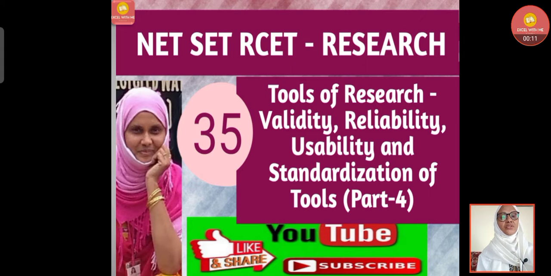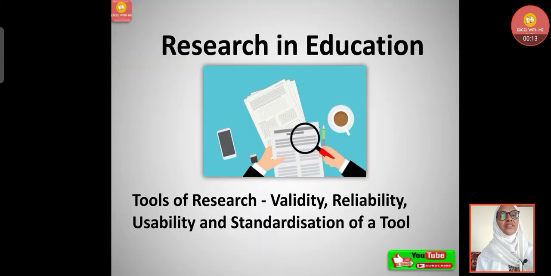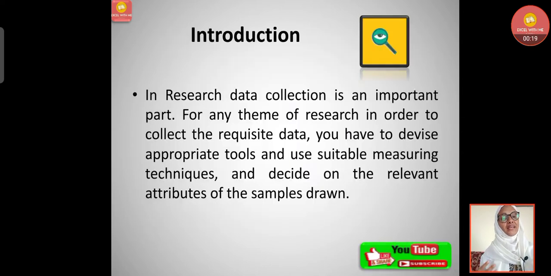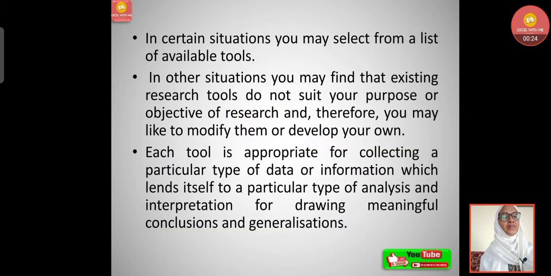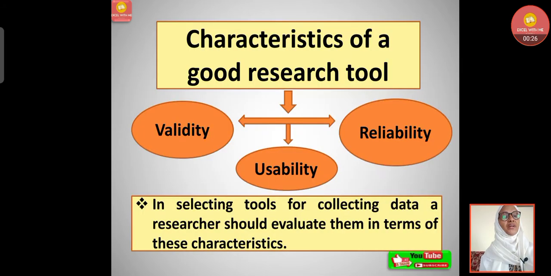Let's start today's class, that is research in education, with the subtopic tools of research. In the previous class we have understood the characteristics of a good research tool, that is validity and reliability. The third one we are going to discuss today, that is usability.